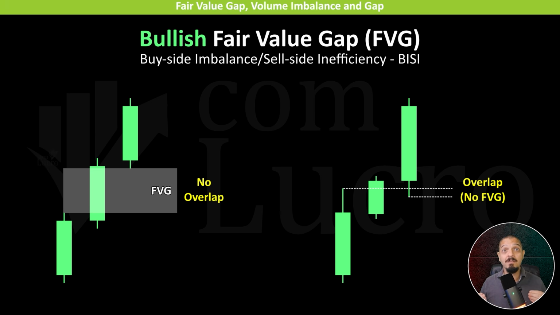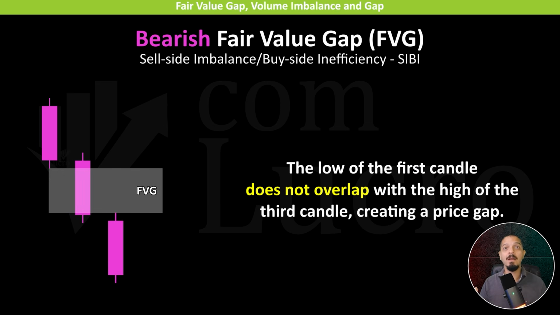which creates a fair value gap. On the right, the upper shadow of the first candle overlaps with the lower shadow of the third candle. The bearish fair value gap is commonly called SIBI, which stands for sell-side imbalance and buy-side inefficiency. A bearish fair value gap forms when the lower shadow of the first candle does not overlap with the upper shadow of the third candle, again creating a gap between the two.